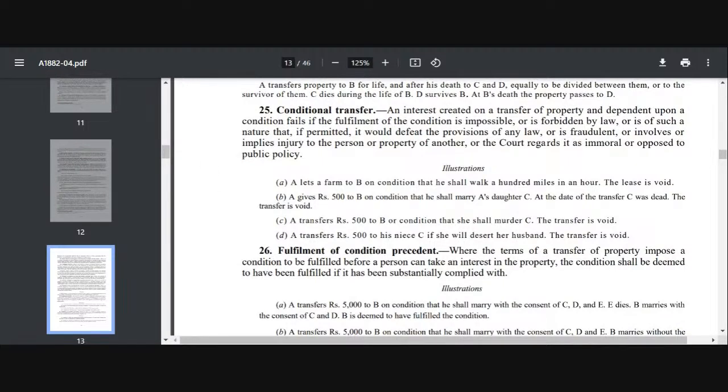Come to 25. 25 talks about conditional transfer. अब कंडीशनल ट्रांसफर जो होता है, जब हम प्रॉपर्टी को ट्रांसफर कर रहे होते हैं तो हम प्रॉपर्टी को एब्सोल्युटली ट्रांसफर कर सकते हैं या फिर पार्शियली ट्रांसफर कर सकते हैं. So if my transfer is absolute, it is unconditional transfer and the transferee will get the interest. There is no limitation, there is nothing. But if I'm transferring it conditionally, then there are certain conditions जिनको fulfill करना है और तभी वो transfer होगा.